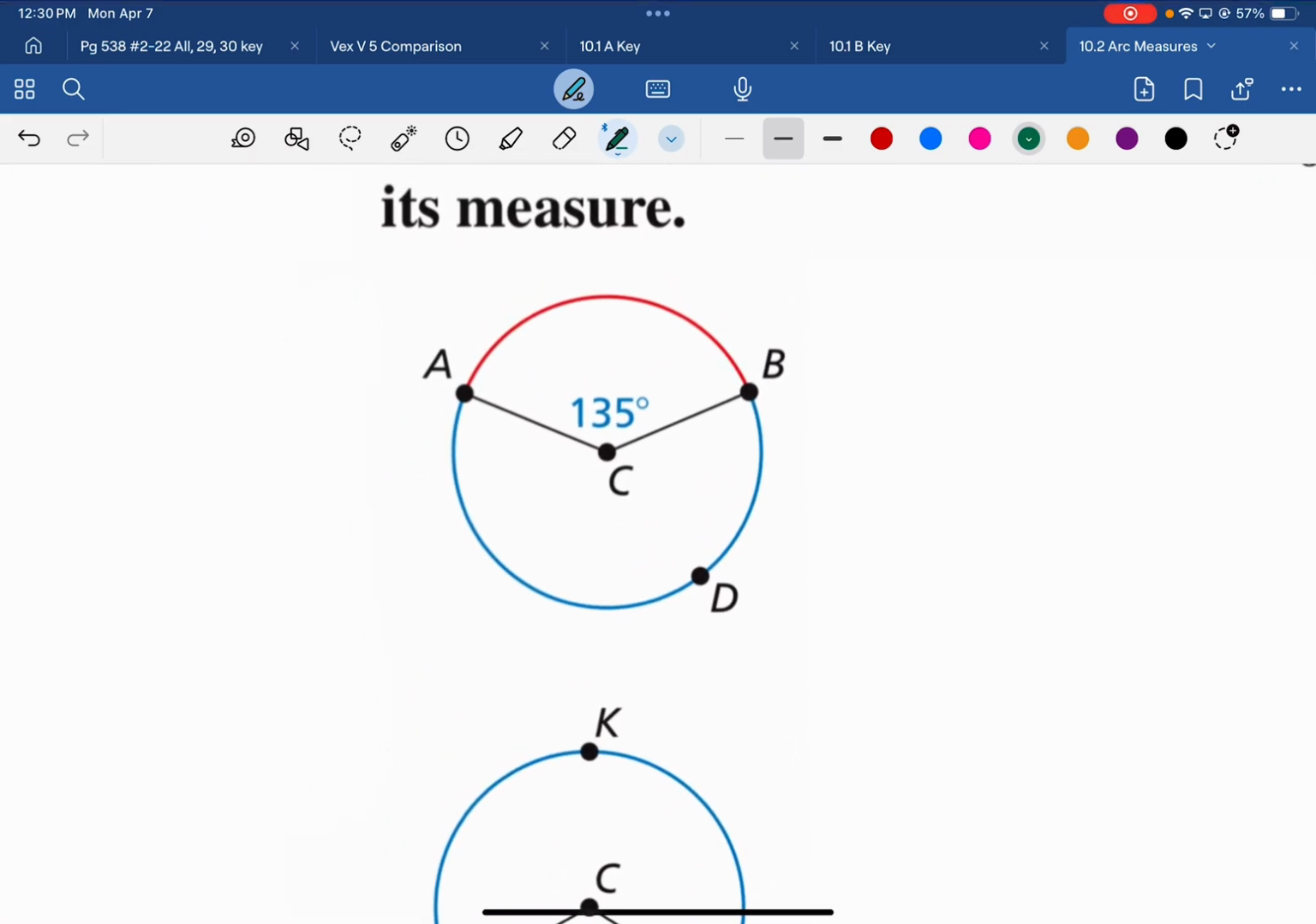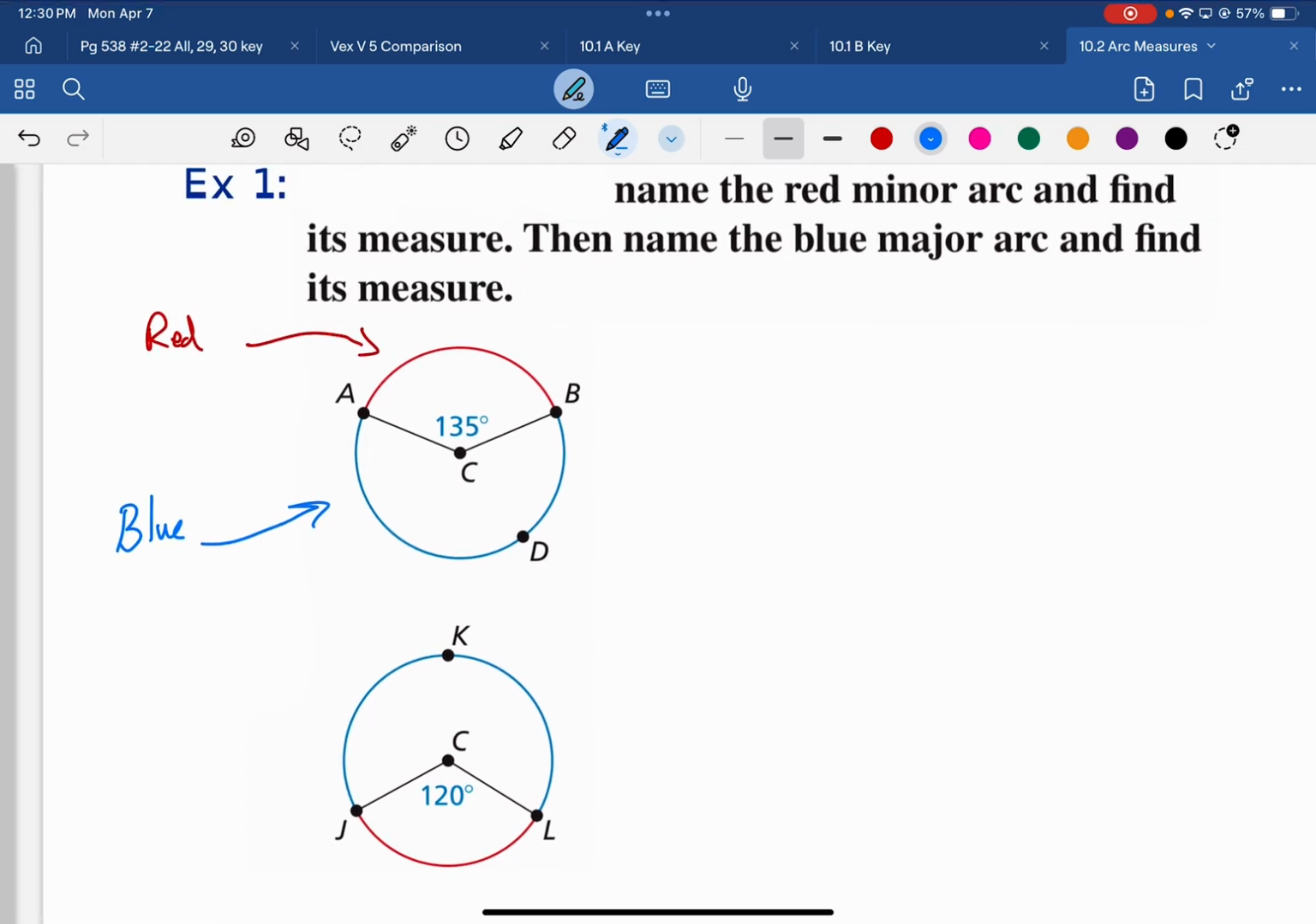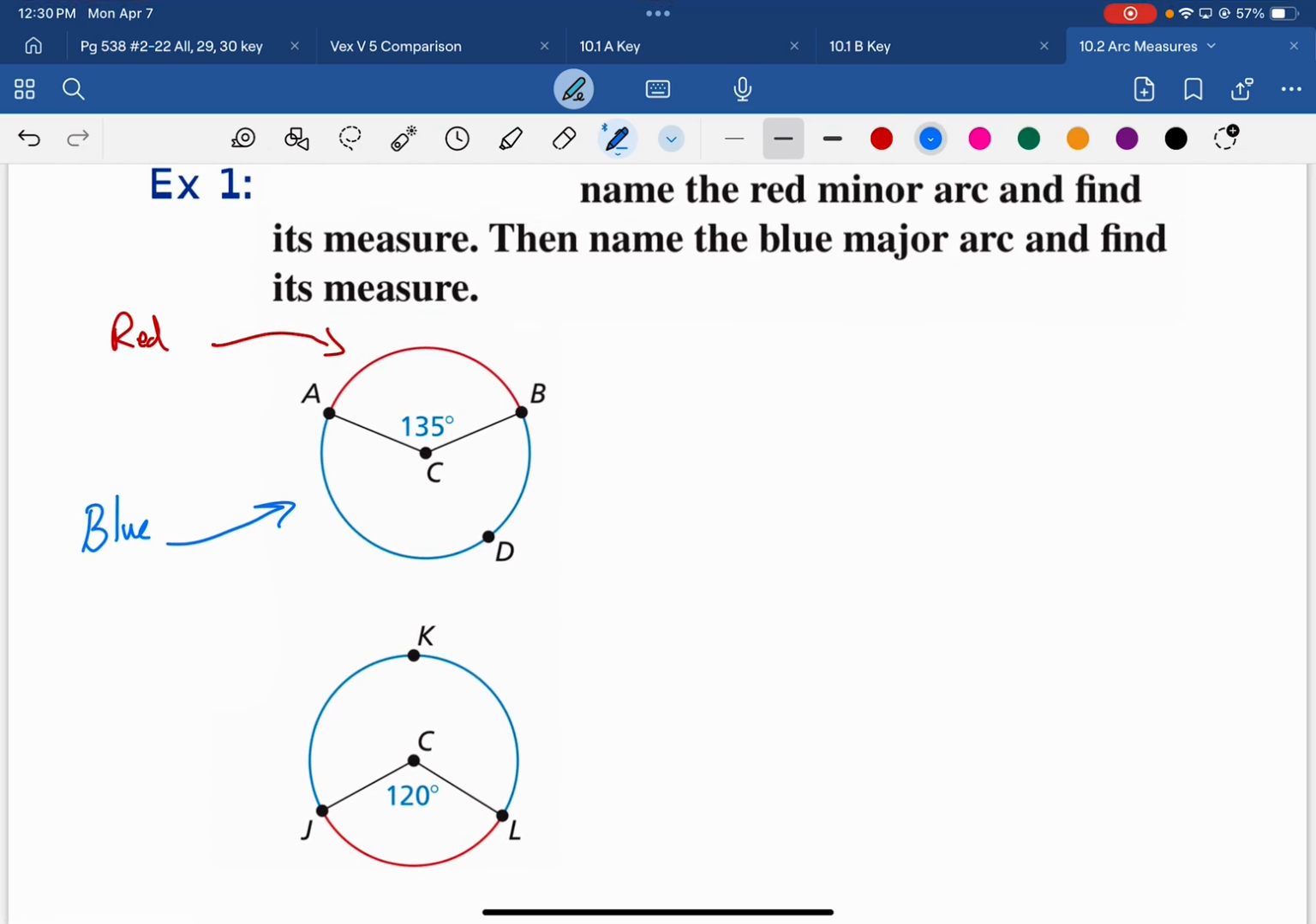So, because your notes are in black and white, label this. So just let yourself know that's red and that's blue. So that way when you look at these later, you know which one's which. All right, so the red one, it says minor. Okay. How many letters to name a minor? 2. So, it's talking about this red here.